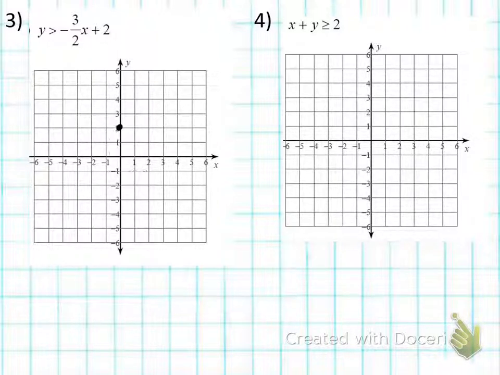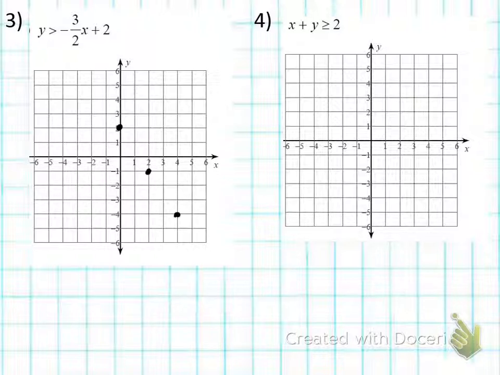We should have a point here, right? And we should have another point there. We could draw a line. Sorry, I went too fast here. Okay. Dotted or solid line?